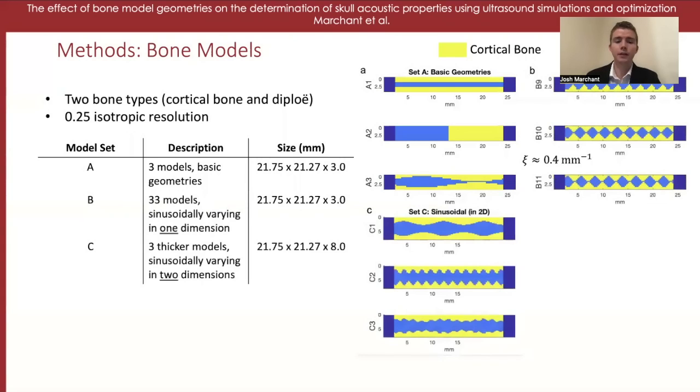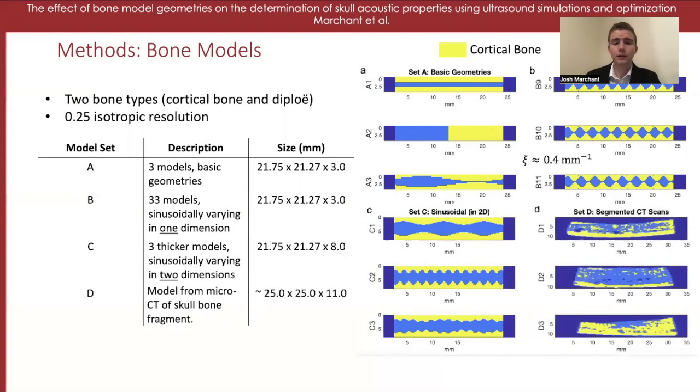Set C included 3 thicker models, whose internal geometry varied sinusoidally in both the x and y dimensions across the bone, and included a low, high, and combined spatial frequency model. Set D included 3 models generated using high-resolution micro-CT scans of segments of excised human skulls. These models were segmented into cortical and diploid bone according to selected Hounsfield unit thresholds.